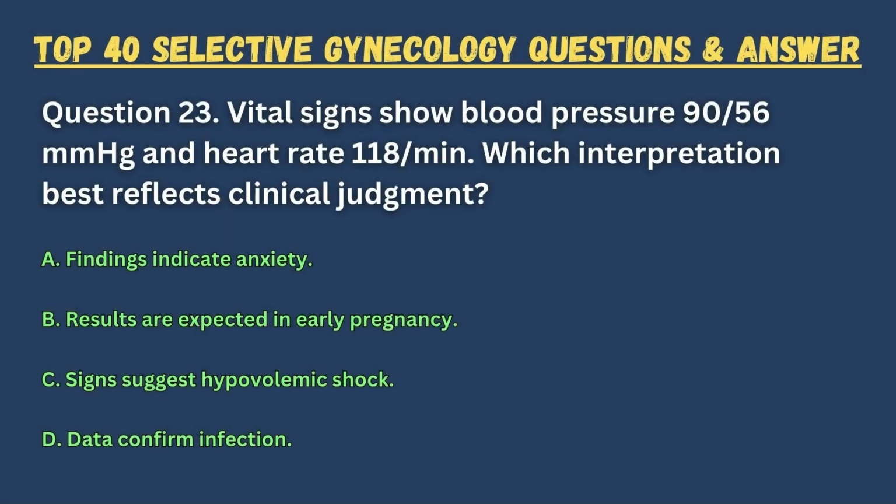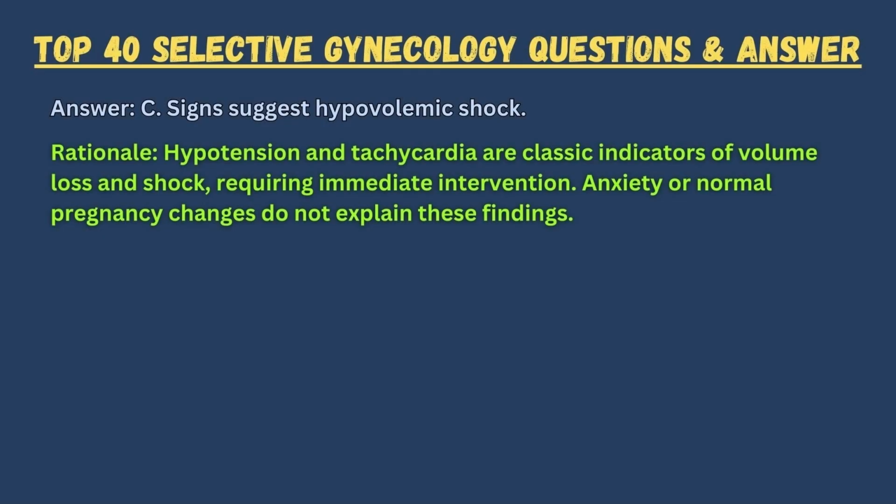Question 23. Vital signs show blood pressure 90/56 millimeters of mercury and heart rate 118 per minute. Which interpretation best reflects clinical judgment? A. Findings indicate anxiety. B. Results are expected in early pregnancy. C. Signs suggest hypovolemic shock. D. Data confirm infection. Answer: C.